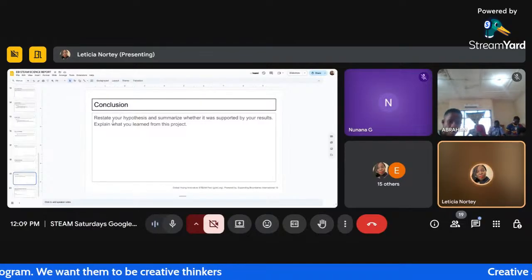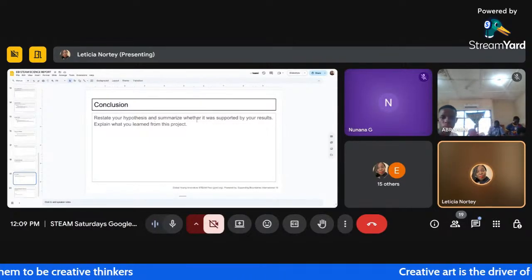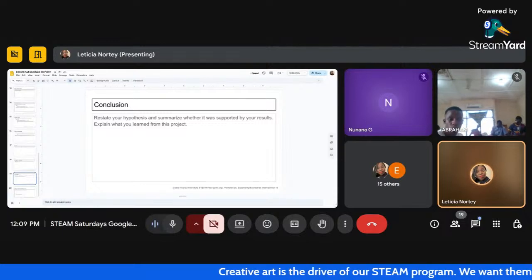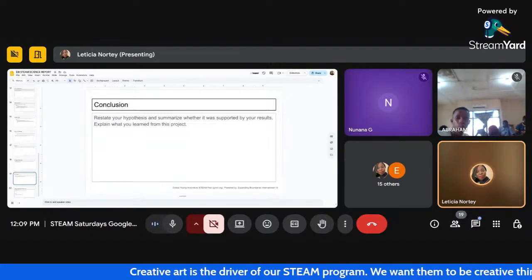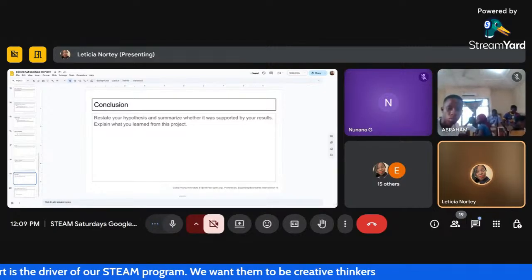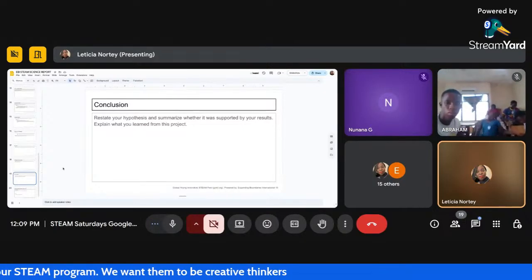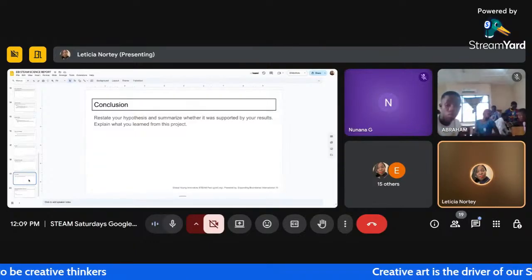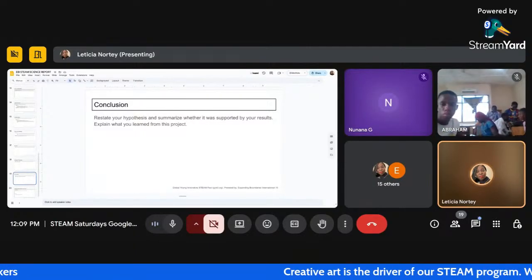Conclusion: restate your hypothesis and summarize whether it was supported by your results. Whatever you said will happen, did it happen? And if it didn't happen, why? Explain what you learned from this project. Is that okay? And then you can even add a picture at the end, when you are done, of the actual end of the project. Okay. Any questions or concerns?